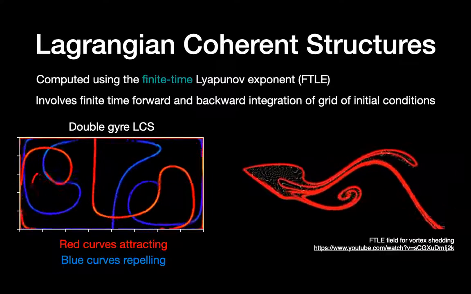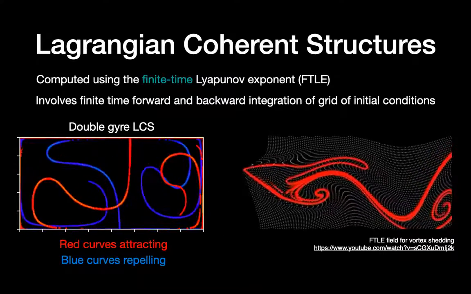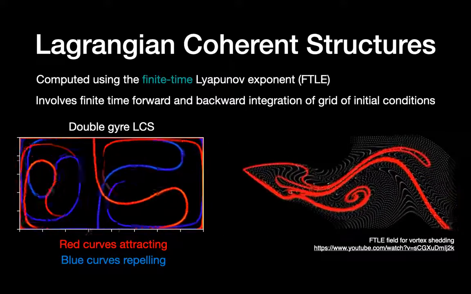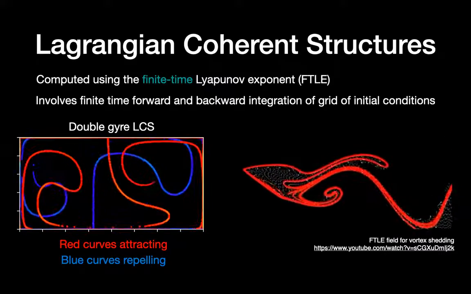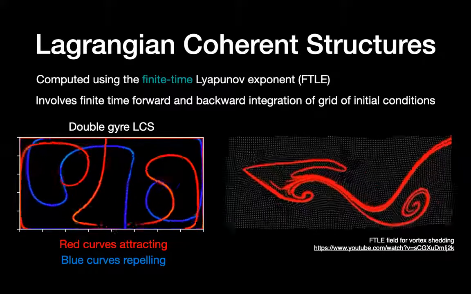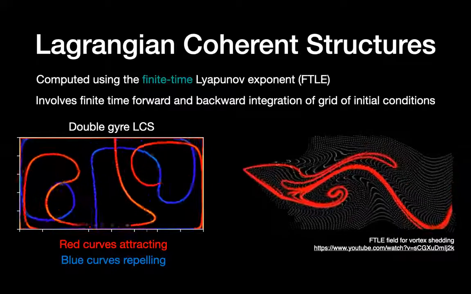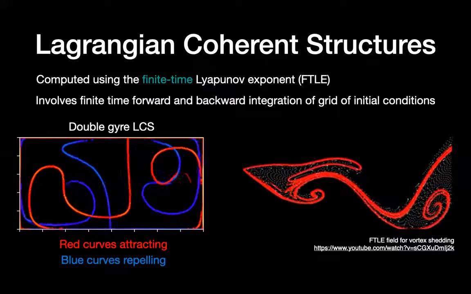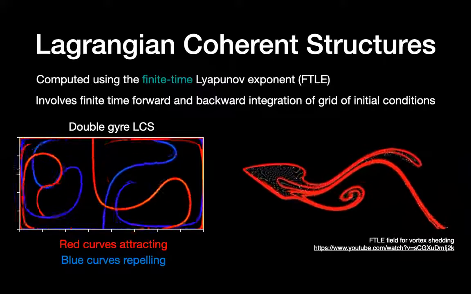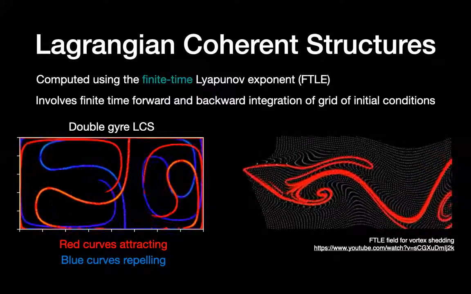There are two kinds of LCS: attracting LCS and repelling LCS. The red curves are attracting and the blue curves are repelling. If you drop a dye or any kind of tracer particles into the fluid, the red curves tend to attract the tracer particles, whereas blue curves likewise make the tracer particles repel away from them.